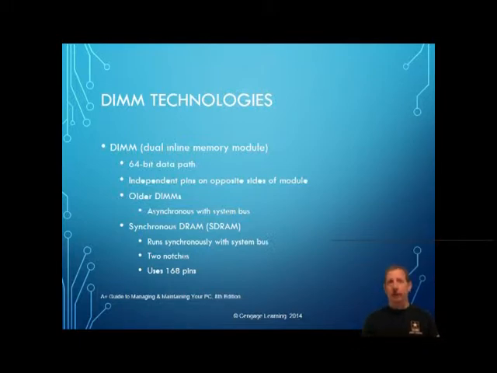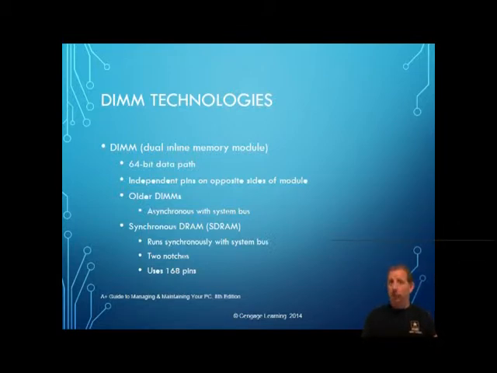Now, DIMM technologies. Now, DIMMs use a 64-bit data path. Some earlier DIMMs used a 128-bit data path, but those are now obsolete as well. Now, a DIMM, or dual inline memory module, gets its name because it has independent pins on both sides of the module. Early DIMMs did not run in sync with the system clock because they were too slow to keep up. Their speeds are measured in what we call nanoseconds, or if you look on the board, it might say NS, which is how long it takes for the module to read or write data.